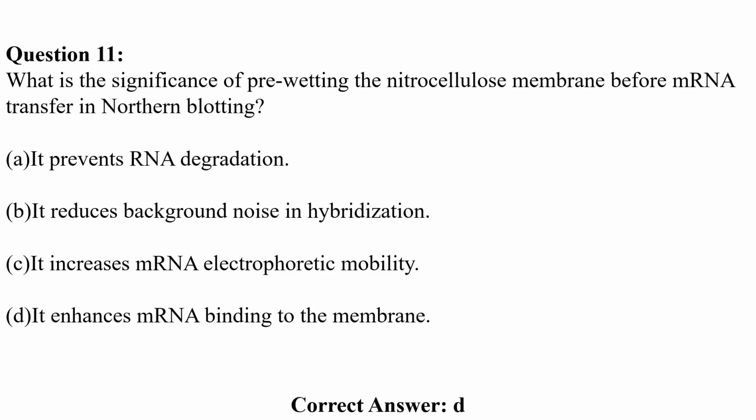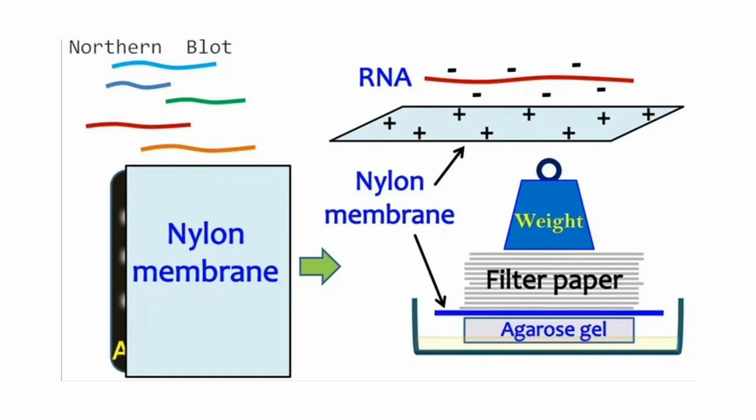So as I mentioned earlier, in northern blotting we basically separate the mRNA on the gel and then transfer the mRNA bands on the nitrocellulose membrane. So this is how we transfer it. We have the agarose gel on which the bands have been separated. We'll keep the nitrocellulose membrane over the agarose gel, and we'll stack a bunch of filter paper over it, and we'll keep a weight, and we'll keep this whole thing in a transfer buffer.